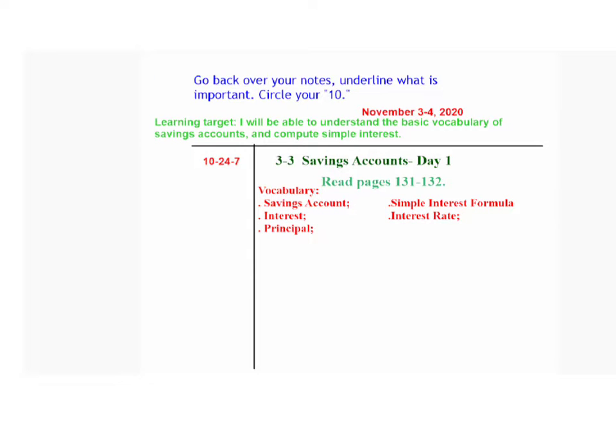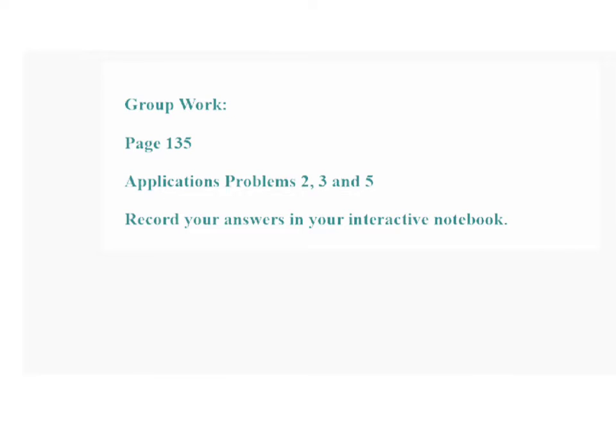Look over your notes, underline anything that's important. When you've done that, circle your 10. Here is today's assignment. It is in our Canvas as assignment number, what would it be? I believe it'd be number 13.